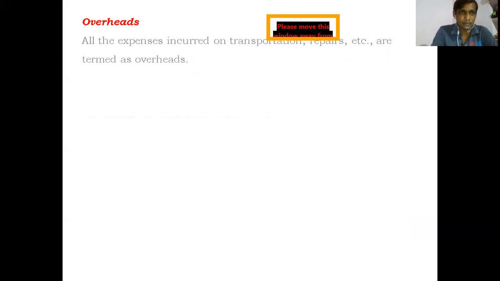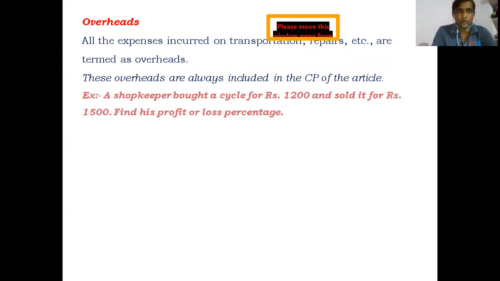What are overheads? All the expenses incurred on transportation or repairs, etc., are termed as overheads or overhead expenses. For example, when you're buying a refrigerator, the cost of the refrigerator is 10,000, but there is also a transportation cost of 200 or 500 rupees. Even this transportation cost is added to the cost price. So these overheads are always included in the CP of the article.